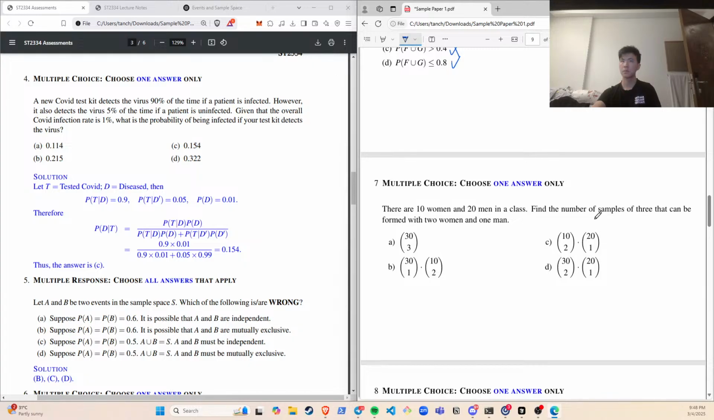Okay, so there are 10 women and 20 men in a class, forming a committee with two women and one man. So it's just multiplication, right? Just 10 choose 2 times 20 choose 1. Yeah, so the answer is C.